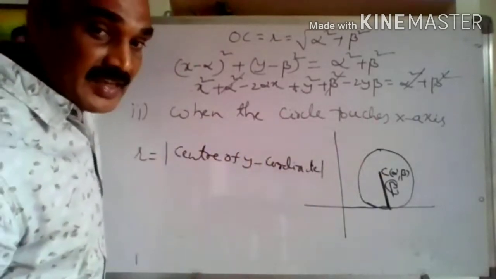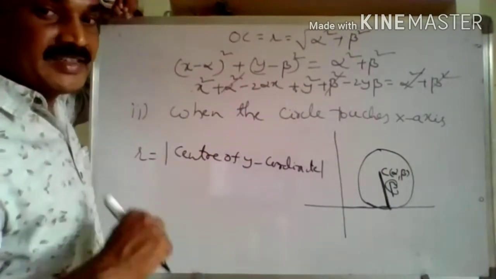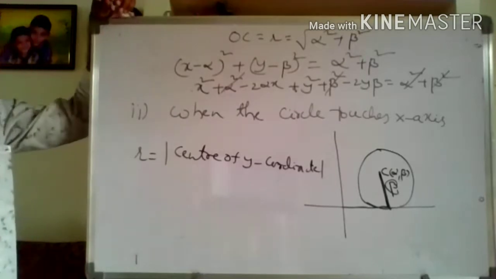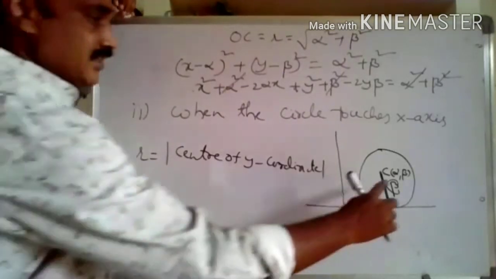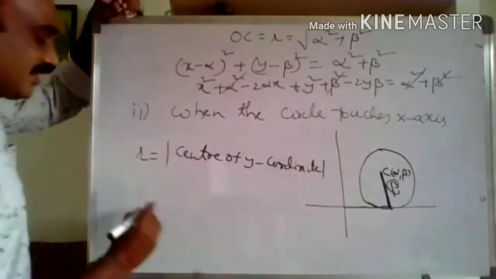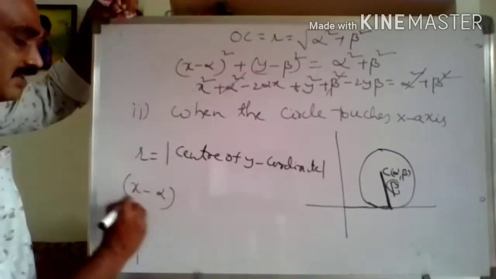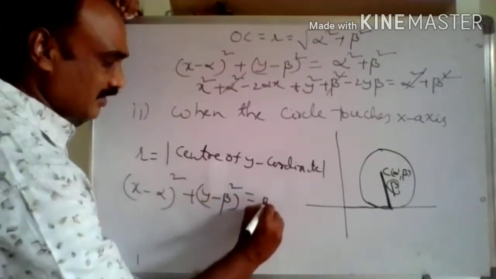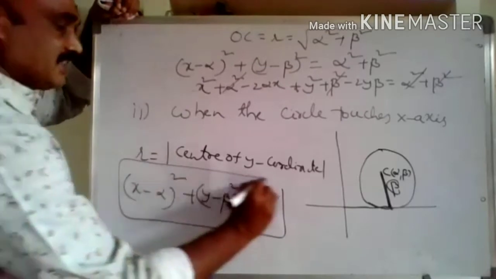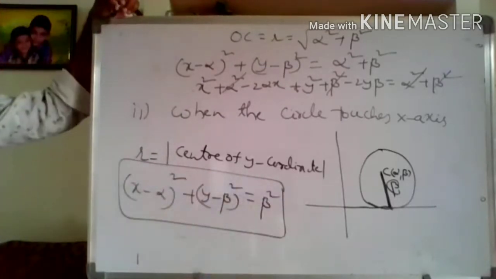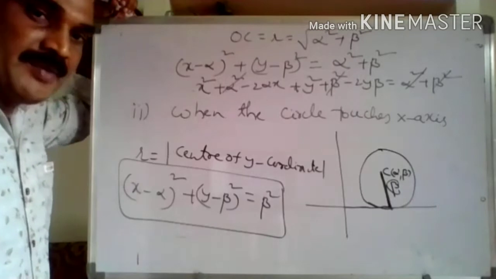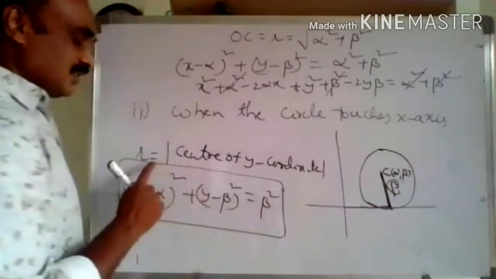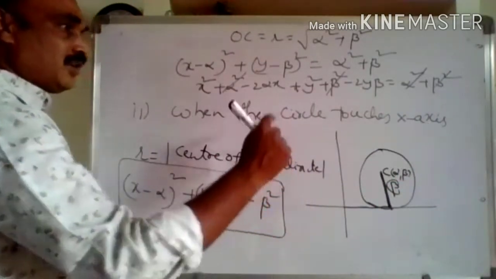Suppose the circle touches the y-axis. Then the radius is equal to the center's x coordinate. Here the center is (alpha, beta), radius beta. The circle equation is (x minus h) whole square, that is (x minus alpha) whole square plus (y minus beta) whole square is equal to beta square. If the circle touches the x-axis, the radius is equal to the center's y coordinate.